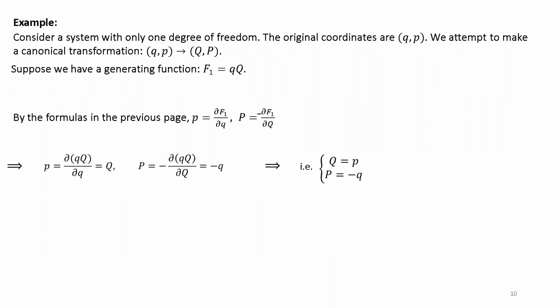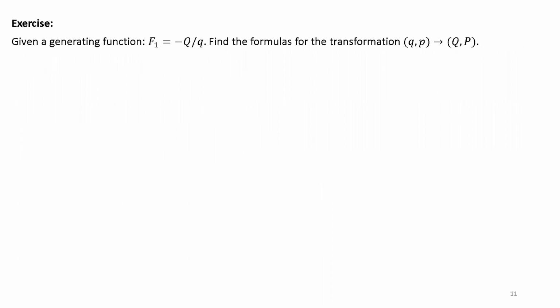Okay, so let's do one more example. You can take 1 minute to just try it by yourself. This time I give you a generating function. Instead of small q times capital Q, now it is minus capital Q divided by small q. Then I want you to find the relation between the old and the new coordinates.